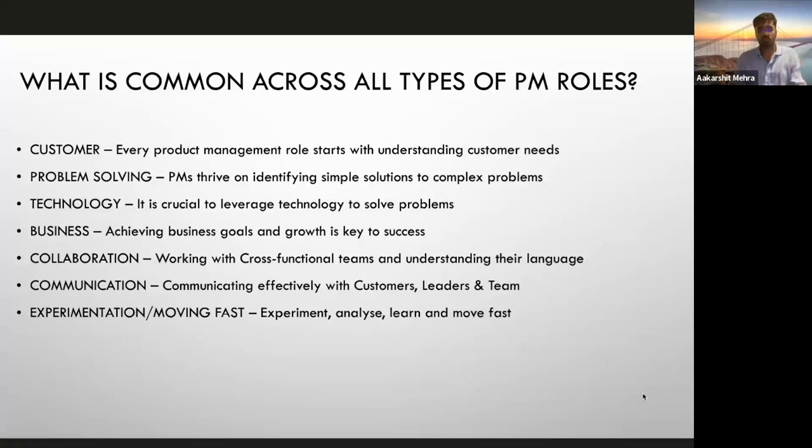Now, having gone through a lot of these different types of product roles, I just wanted to summarize, no matter what the product role, what are some of the core aspects of product management that stay consistent across these different types of roles? First one, and the most important one, is the customer. Every product management role starts with having an understanding of customer needs and then the product manager taking those needs and trying to identify a solution to a very complex problem.